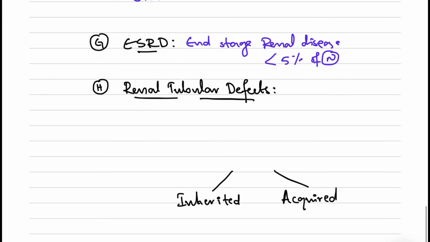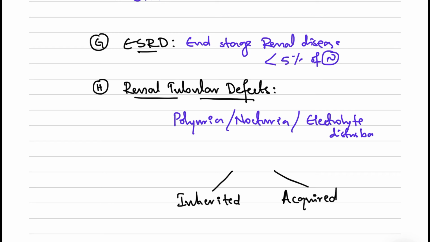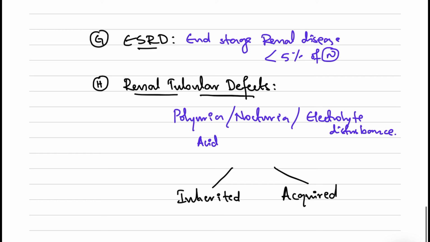And further, it can also affect the tubules. We can call this renal tubular defects. In renal tubular defects, the symptoms of the patient will be polyuria. It can be nocturia, and you could also suffer from electrolyte disturbance. Or it can also result in acid-base disorders such as acidosis or alkalosis. These renal tubular defects can be either inherited or acquired.